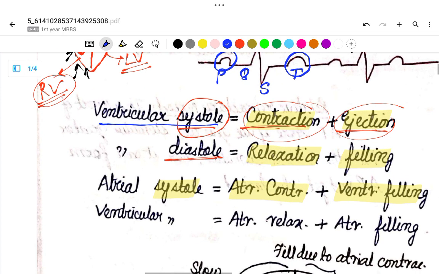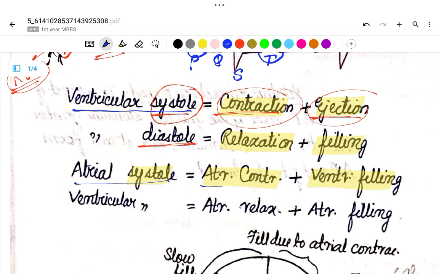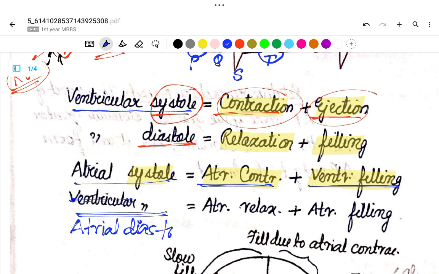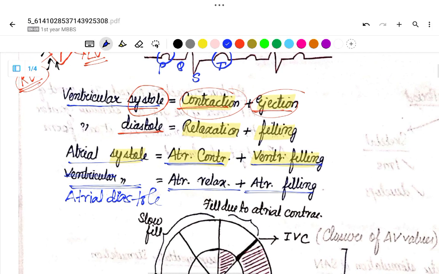That is what it is saying: when there is atrial systole, there is atrial contraction plus ventricular filling, and this should be atrial diastole. When there is atrial diastole, there is atrial relaxation plus atrial filling.